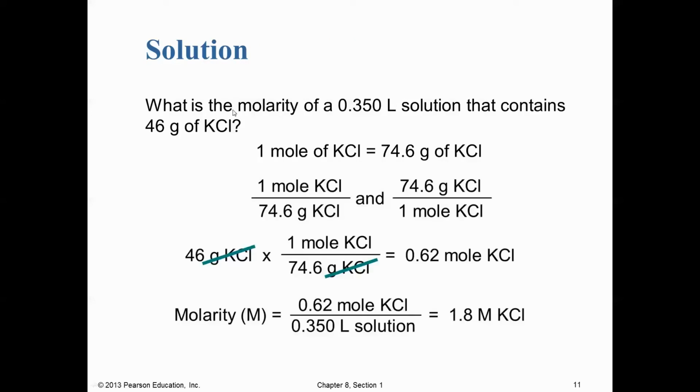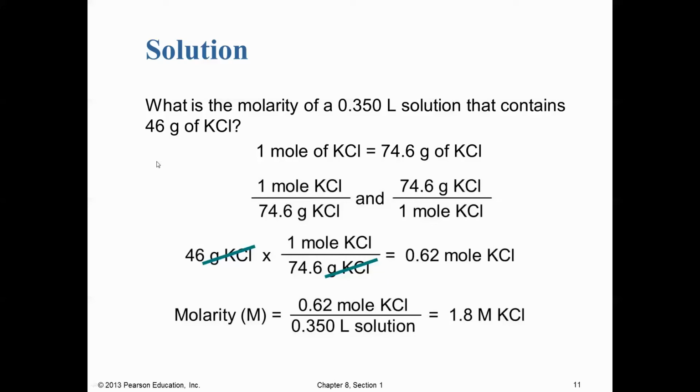So we're asked the question, what is the molarity of a 0.350 liter solution that contains 46 grams of KCl? Well, in order to find molarity, we need 2 things. We need our moles and our liters. Our liters are given, so that's easy enough. We have to find our moles now.